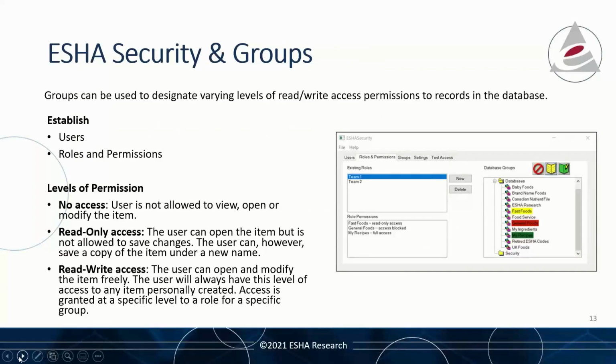ESHA Security is another utility available for Genesis to help you establish and maintain levels of permission and accessibility to files. So with the ESHA Security utility, you can establish roles for the users of Genesis and set levels of permissions, such as no access, or read-only access, or read and write access. So using the ESHA Security roles and access permissions with groups that you've created in Genesis, this gives you various levels of control and records management.